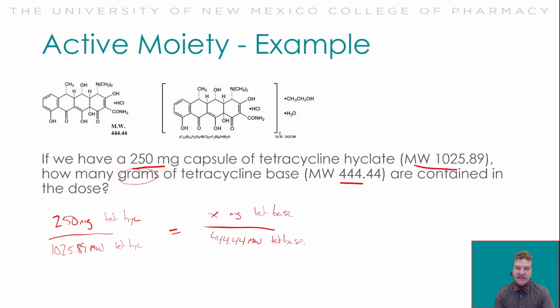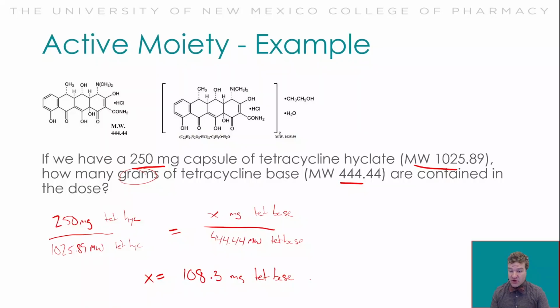Okay, so when actually labeling these things, it doesn't take that much more time, but it assures that I make sure the milligrams of tet base go with the molecular weight of tet base, and the milligrams of tetracycline hyclate go with the molecular weight of tetracycline hyclate. I have milligrams on top and molecular weights on bottom, so I'm ready to solve. So X equals 250 times 444.44 divided by 1025.89. So X equals 108.3 milligrams of tet base.